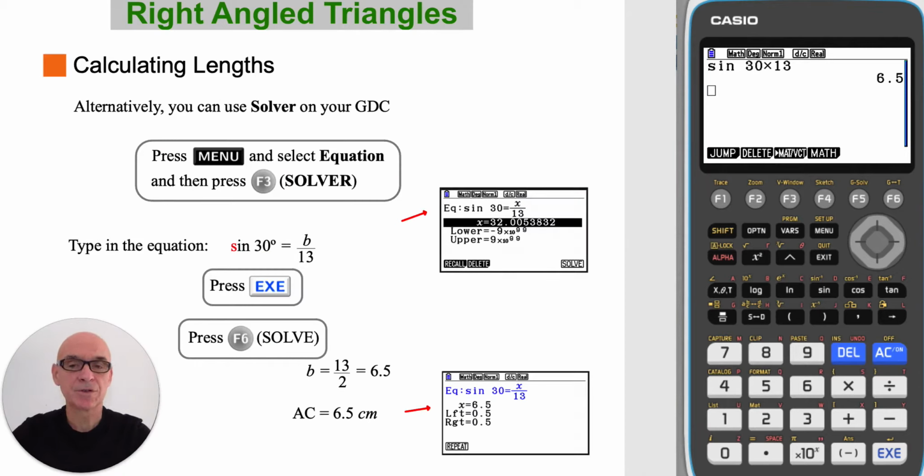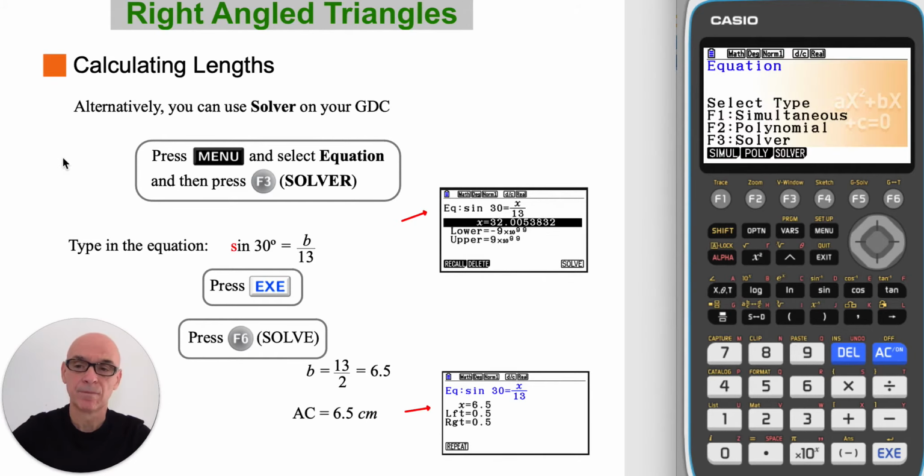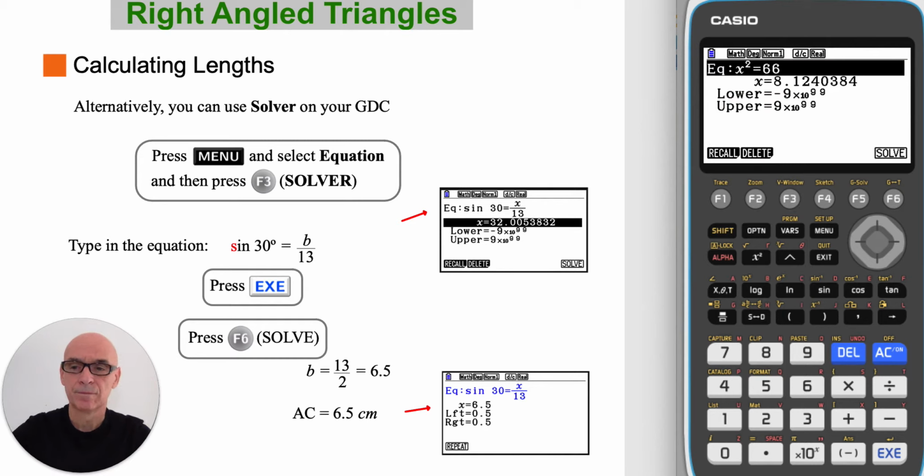Alternatively, we can use solver on the calculator. So from the main menu, we select equation and press F3 for solver. There's no need to rearrange the equation, we can just type it in as it is. And we can just type over any previous equation.